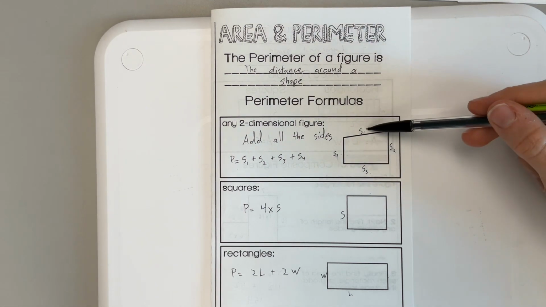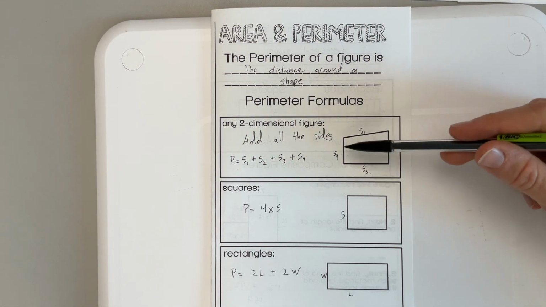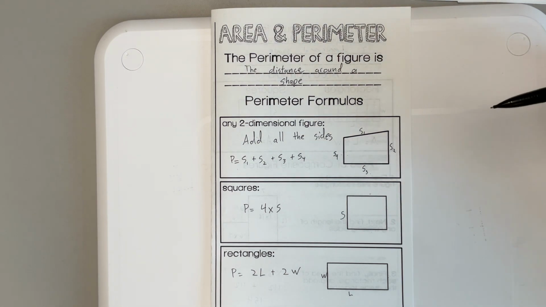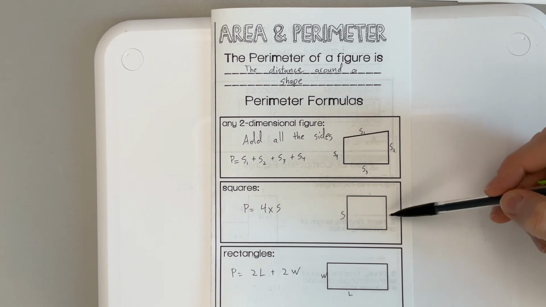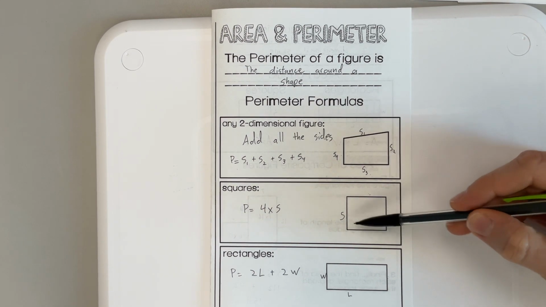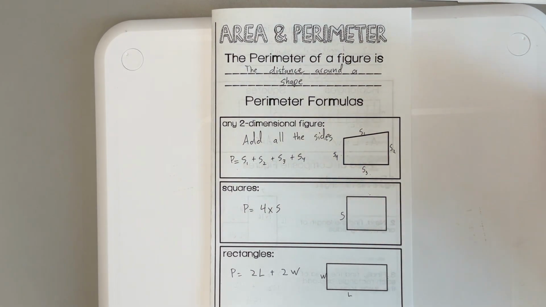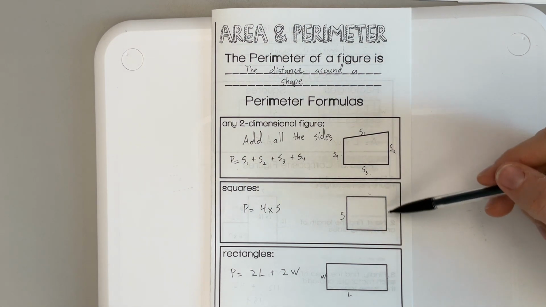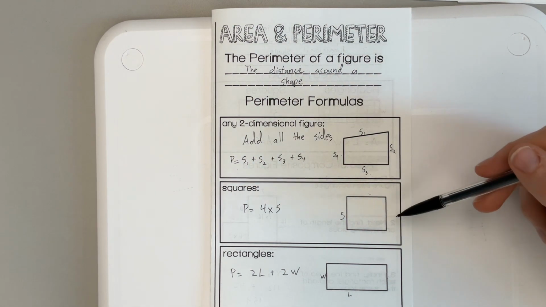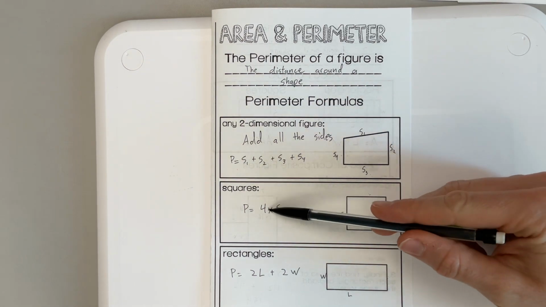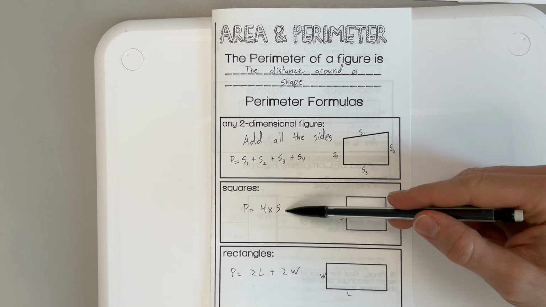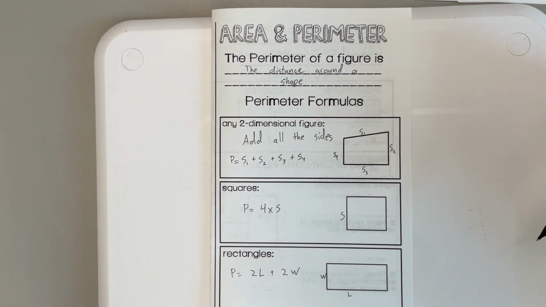So for instance, side 1 plus side 2 plus side 3 plus side 4. Now we've also learned that we can do shortcuts for certain shapes. For instance, squares. Instead of saying side plus side plus side plus side, we know that each of the sides are exactly the same. So we have 4 equal groups, which means we can, instead of adding them all up, simply say we have 4 equal groups of the sides, 4 times s.